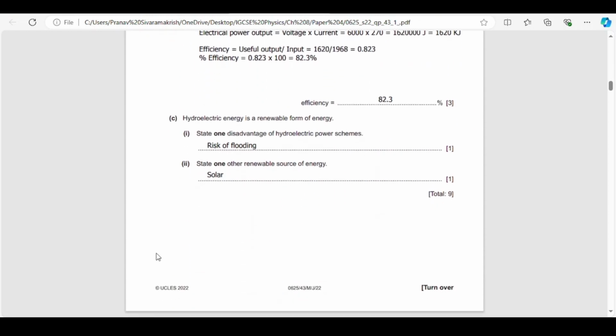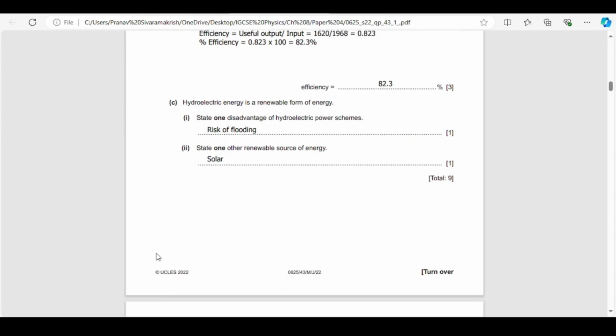So then again, we've got a couple of questions around hydroelectricity. Hydroelectricity is a renewable form of energy. State one disadvantage of hydroelectric power schemes. So the biggest disadvantage is the risk of flooding around the reservoirs. And state one other renewable source of energy. So you could state solar, wind, tidal, wave. There's a number of different ones, but solar is a fairly easy choice. So I'll just put that in there.